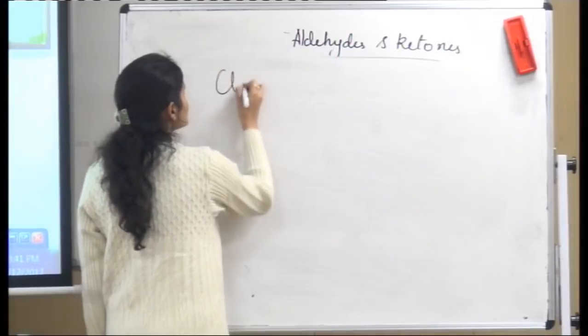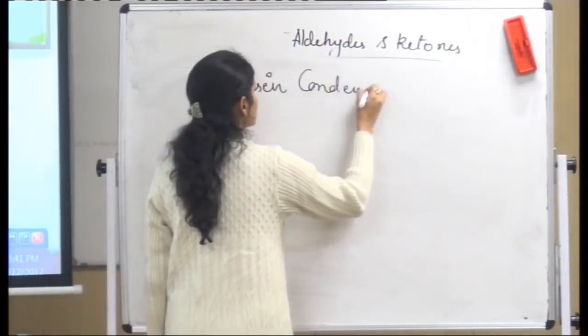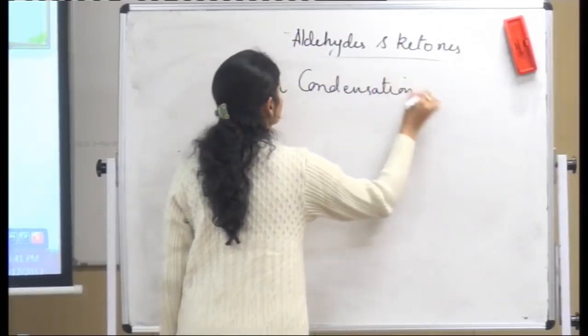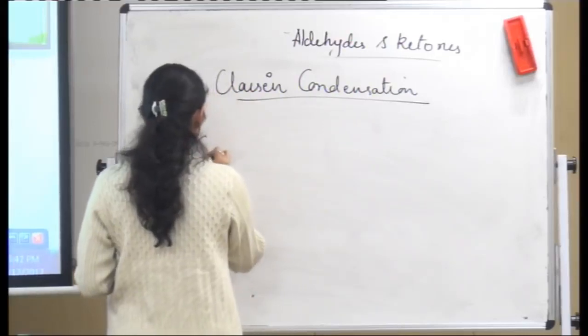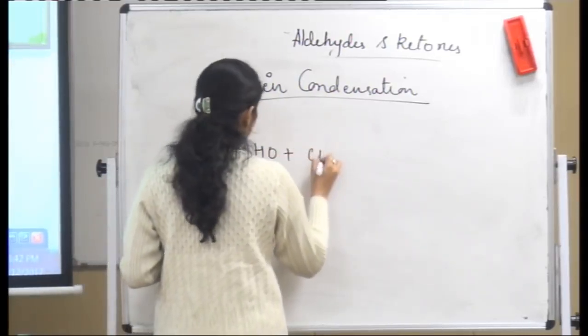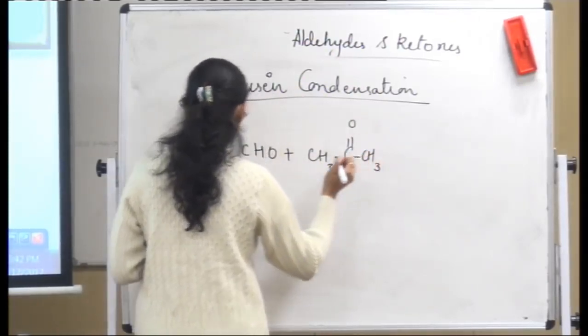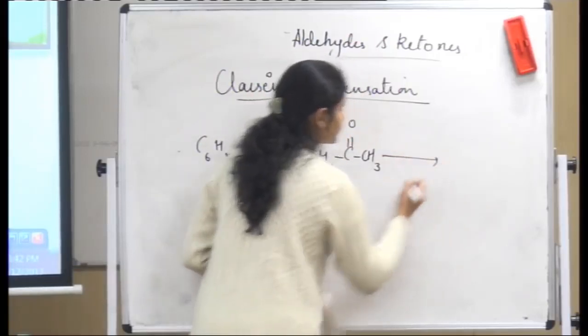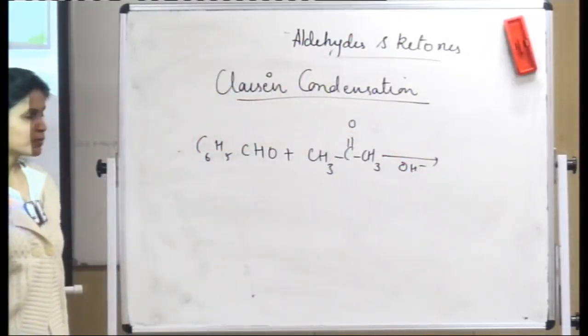Okay, do you know what Claisen condensation is? Suppose you are given an aldehyde like this and a ketone like this, and you are given a basic medium. What should be the product?